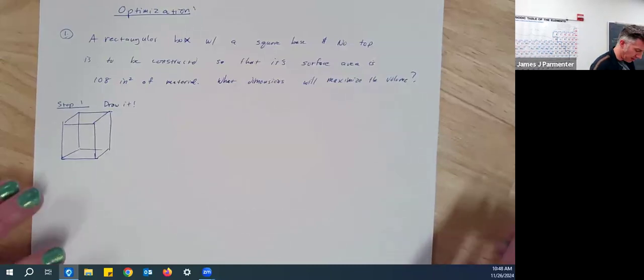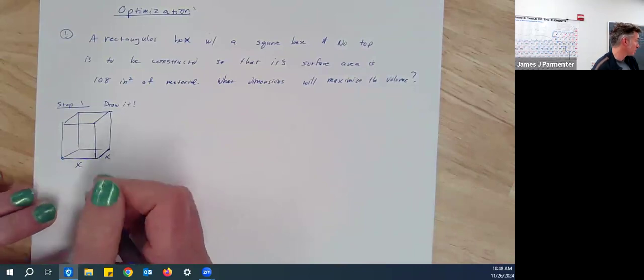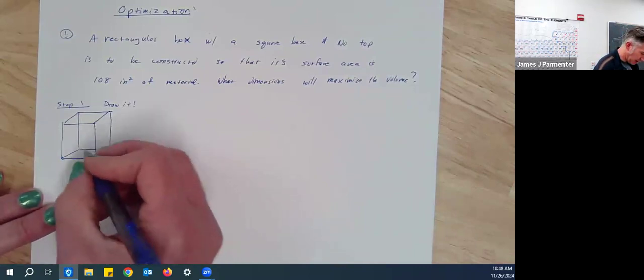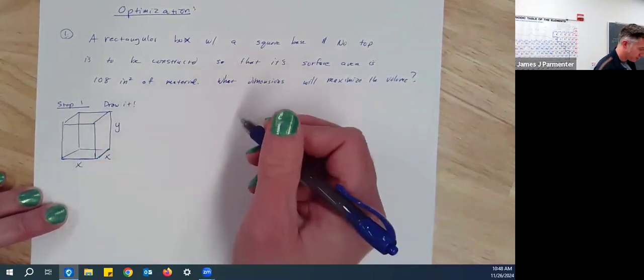But at this point, I know that the lengths on the bottom should both be the same. So I'm going to call both of those x because it's a square base. And then this side here does not need to be the same, so I can give it a different name. We're going to call it y.